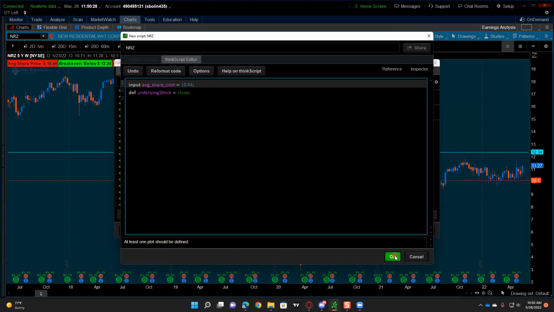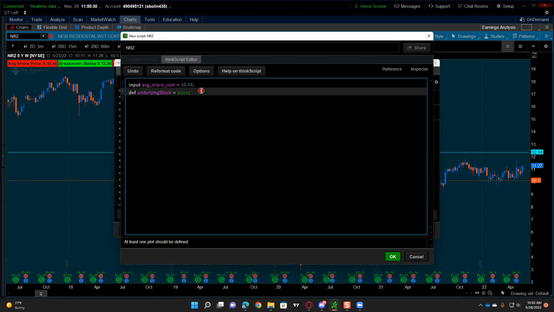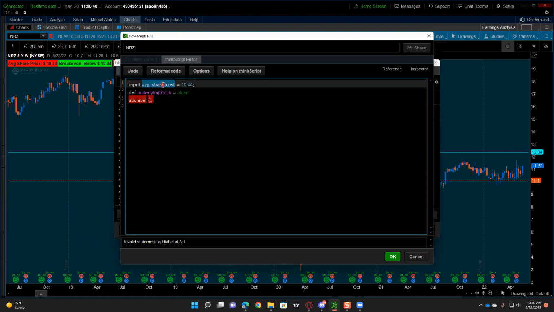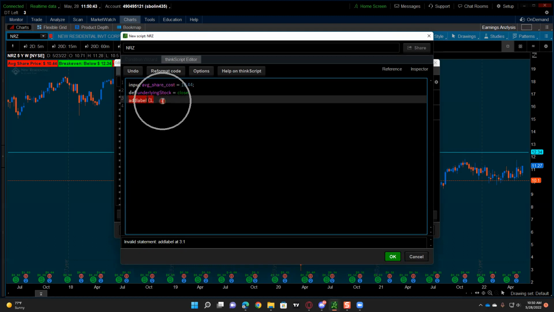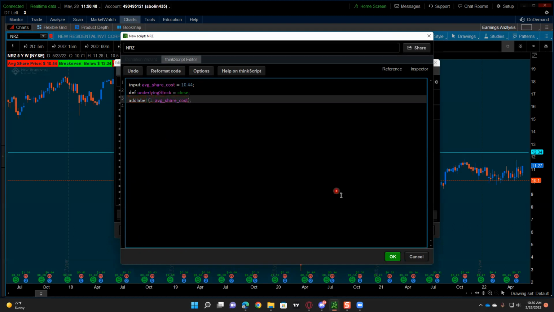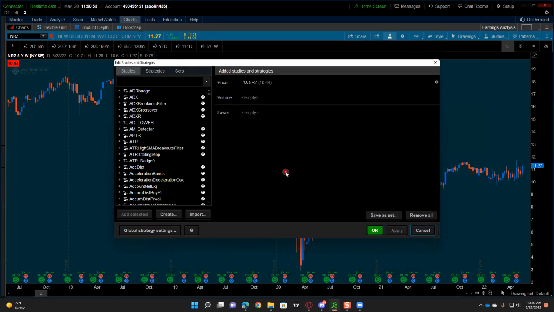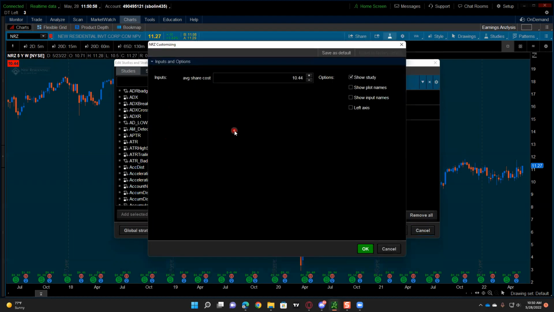Now what this does right now, we need to plot something. So we'll add a label. And that way we don't get that error saying that we don't have anything plotted. Now at this point, we have NRZ and it says 1044. I'm going to open up the user box. This is what it would look like later on. And it shows where I have an average share cost. That way I can modify that share cost later on.